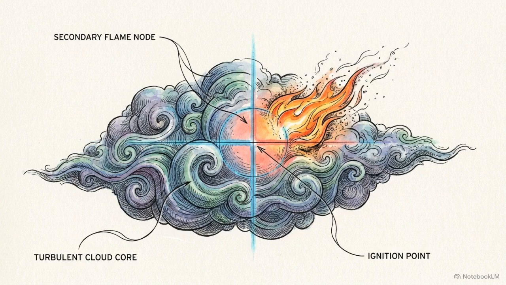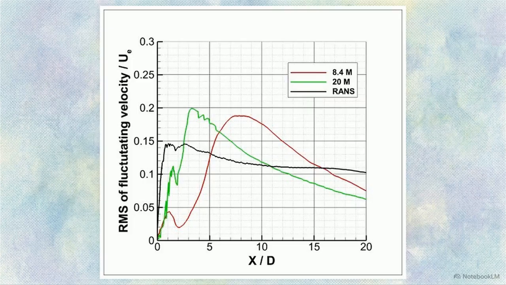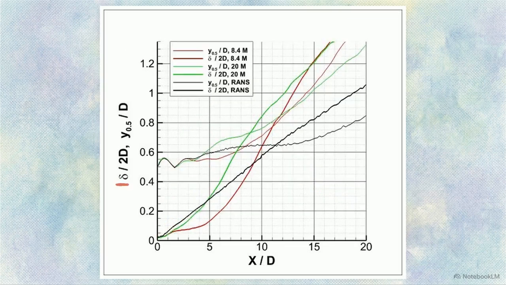This initial breakdown determines the onset of chaotic mixing, which in turn establishes the location of the secondary combustion flame. This line graph compares the root mean square of fluctuating velocity. The black RANS curve shows turbulence developing artificially early, reaching a low-energy, steady state. In contrast, the green 20 million cell simulation records massive turbulent fluctuations, peaking sharply between 1 and 3 nozzle diameters downstream. This graph tracks the axial evolution of the shear layer's thickness. The RANS approach generates a strictly linear expansion. Meanwhile, the large eddy simulations produce nonlinear curves, indicating a mixing layer that remains partially laminar before structural breakdown.